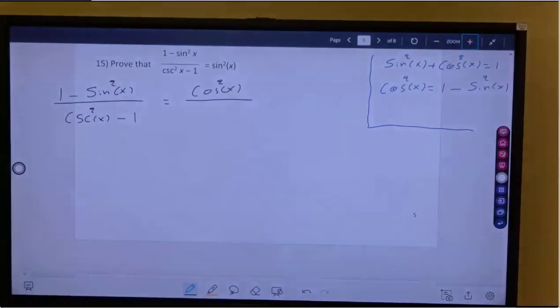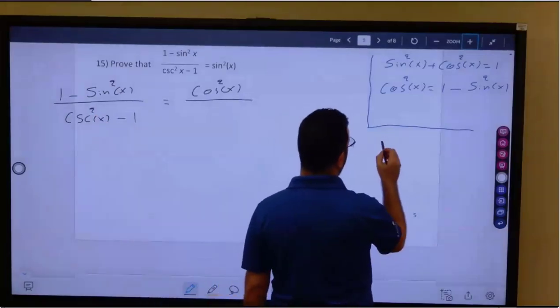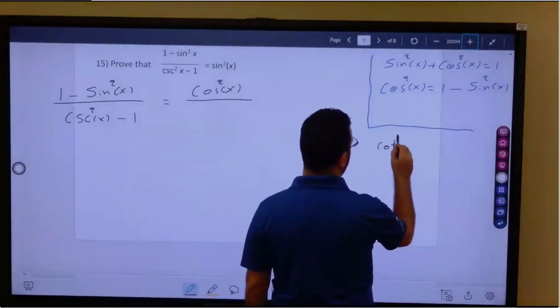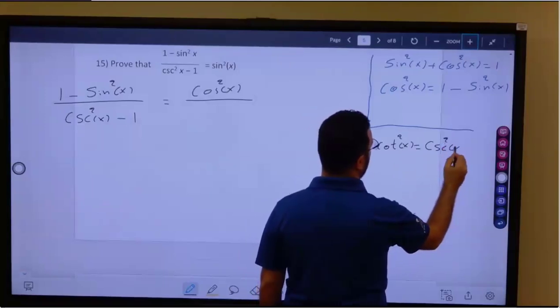Now the same thing with the next part, cosecant squared minus 1. I already know cosecant squared minus 1 equal cotangent. Cotangent squared x equal cosecant squared x minus 1.